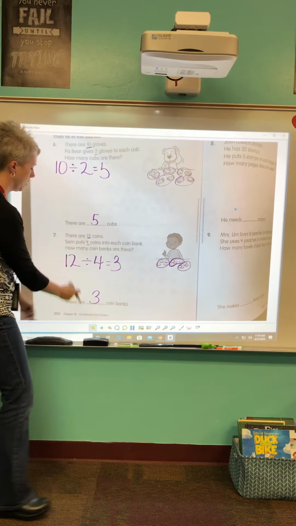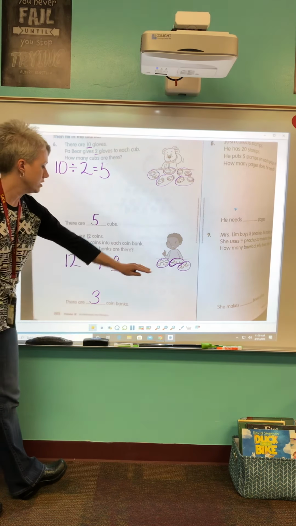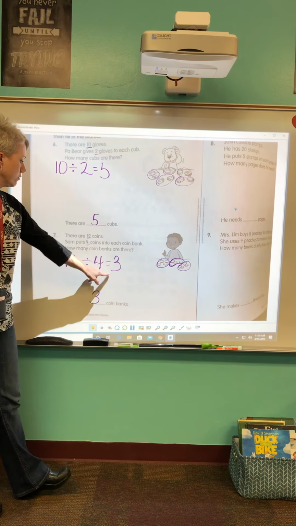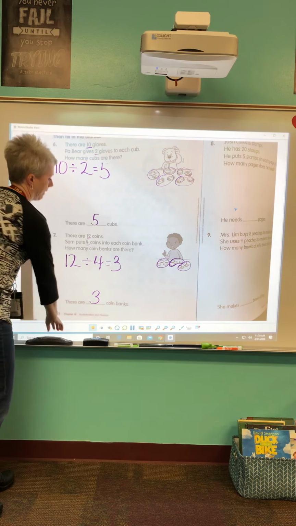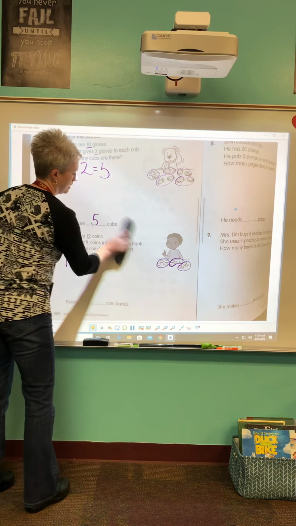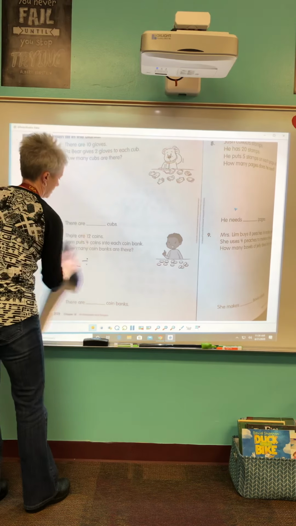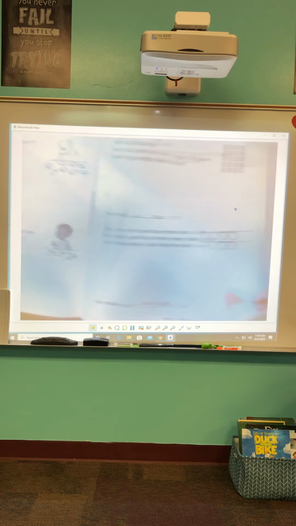So 12 divided by 4, because we put 4 into each group, gave us 3 groups. 12 divided by 4 equals 3. There are 3 coin banks. All right, good job, guys. Go on to the next page. I'll put it on the board for us, which is page 203.